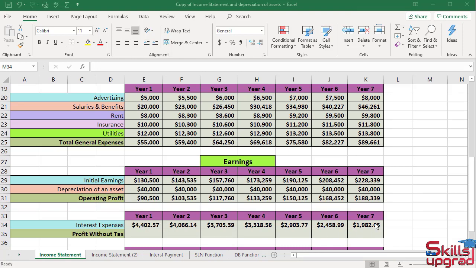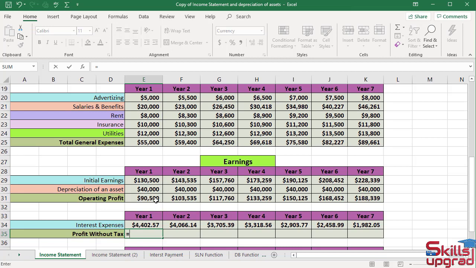Now I calculate the profit of the company without considering tax. Activate cell reference E35, enter the equal sign, and subtract the value of the interest expense of the first year from the value of operating profit for the first year.